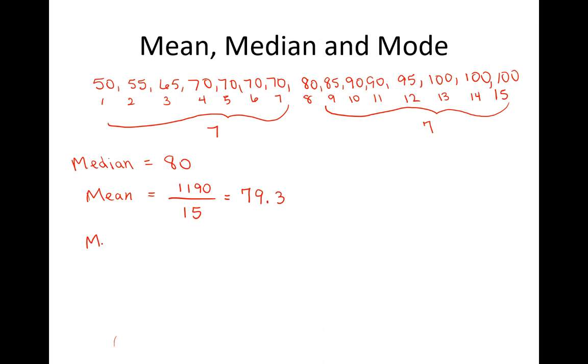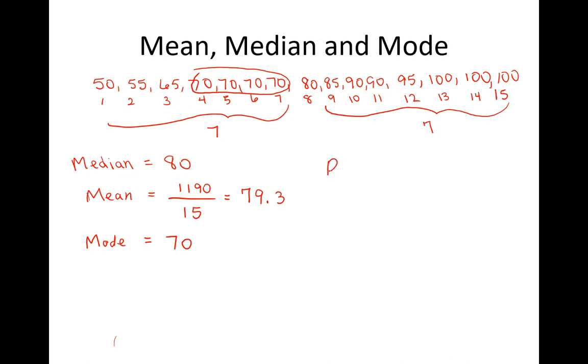The mode is the most frequent. So in this case, the mode would be 70. We've got 4 scores that are 70, more than any other. That was the most frequently occurring grade. So just want to make sure everybody understands the 3 different measures of central tendency.